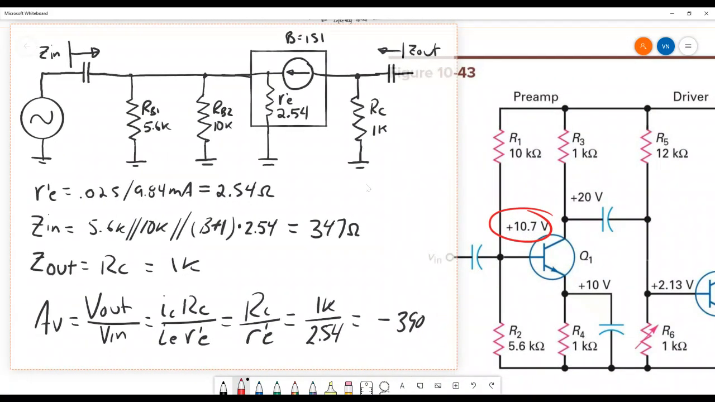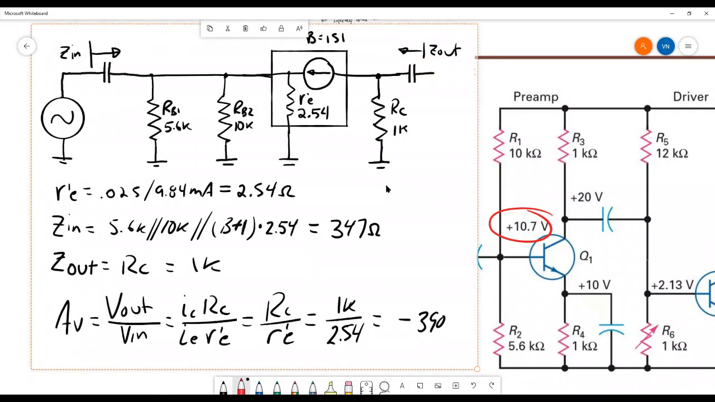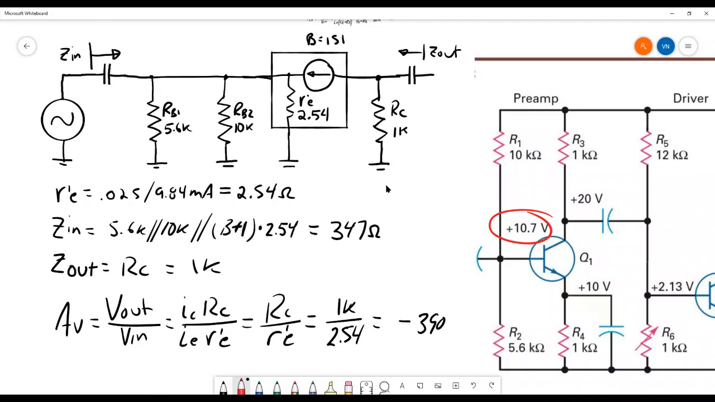So in the AC analysis for the preamp, I've drawn the AC equivalent circuit. Here's R1, and R2, put those in parallel on the base. The emitter goes straight to ground because it's grounded through a capacitor.